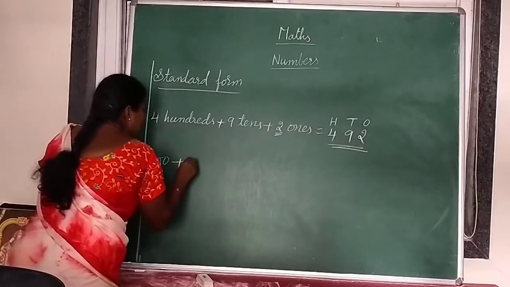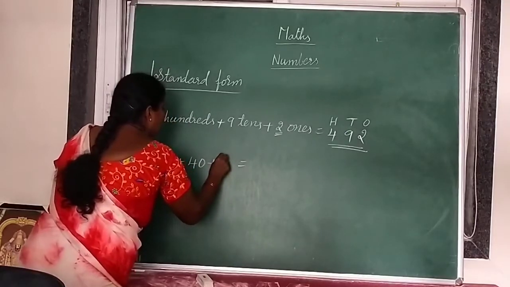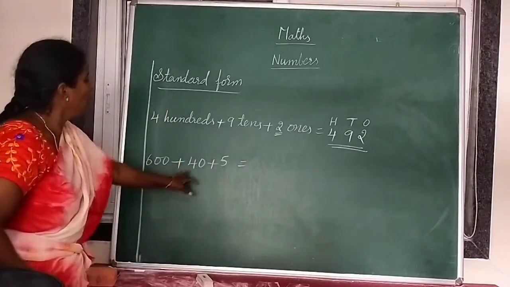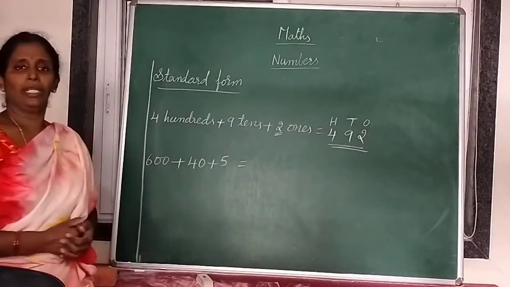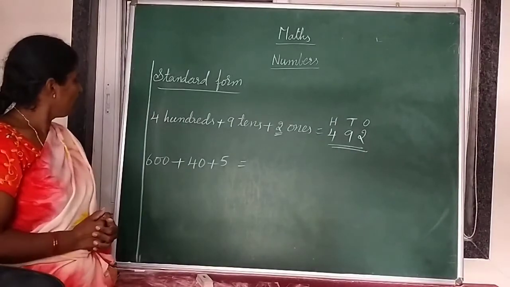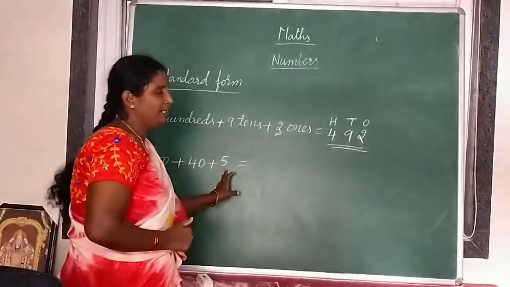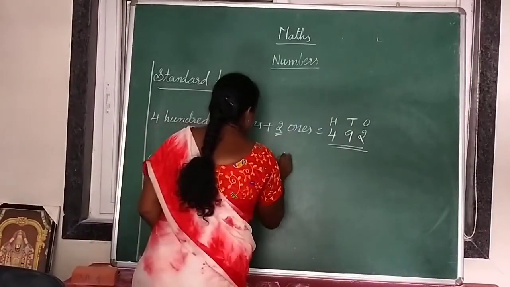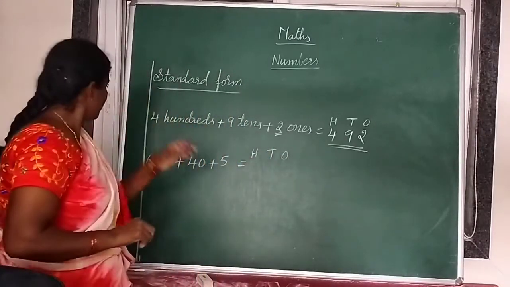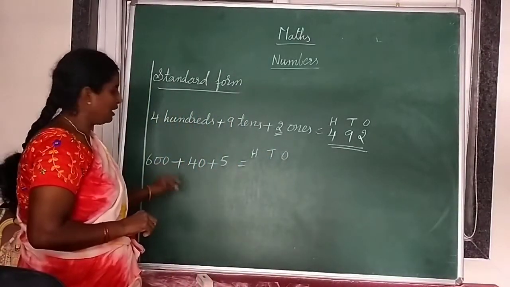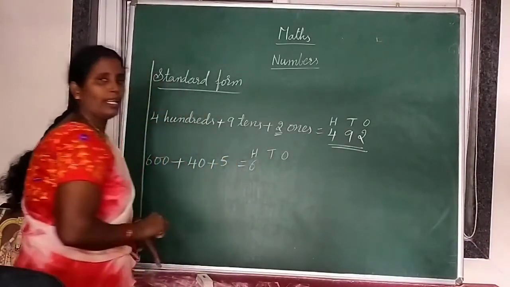Next, 600 plus 40 plus 5. And same, this is also expanded form. You should convert this expanded form into standard form. So first we have to write the place values. Ones place, tens place, hundreds place. How many hundreds are there? 6. So write 6 under hundreds place.